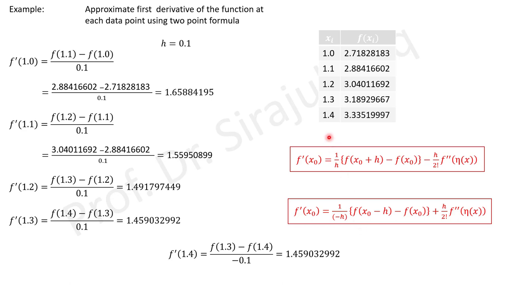Remember, if you are using this formula, you can use this formula for 1.4, 1.3, 1.2, 1.1. But if you are going for 1, it is not working, because 1 minus 0.1 is not available in your data. So this is working for all these derivatives except the first one. And this one is working for all these points except the endpoint. So that's the reason we replace h by minus h, and I told you that we are allowed to do so. So you saw how you can use the two-point formula to find out the derivative of the function at the data points.